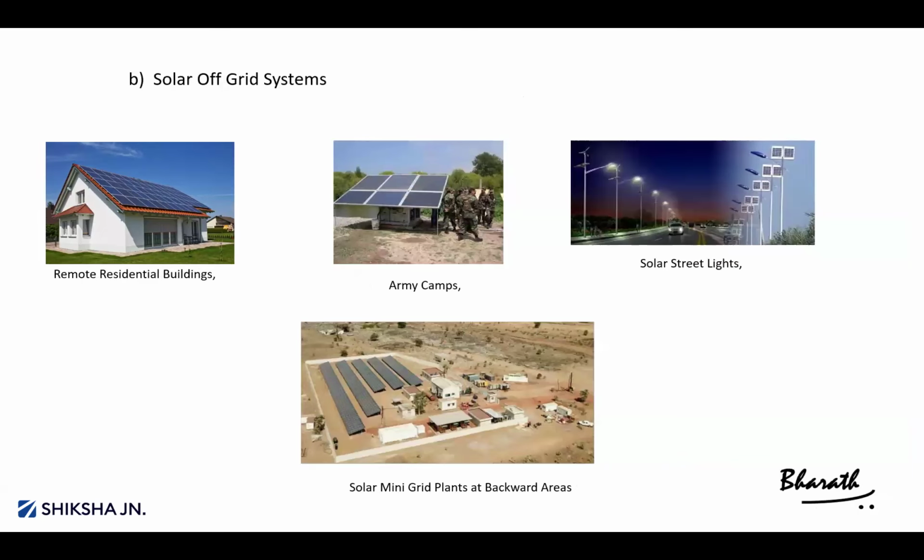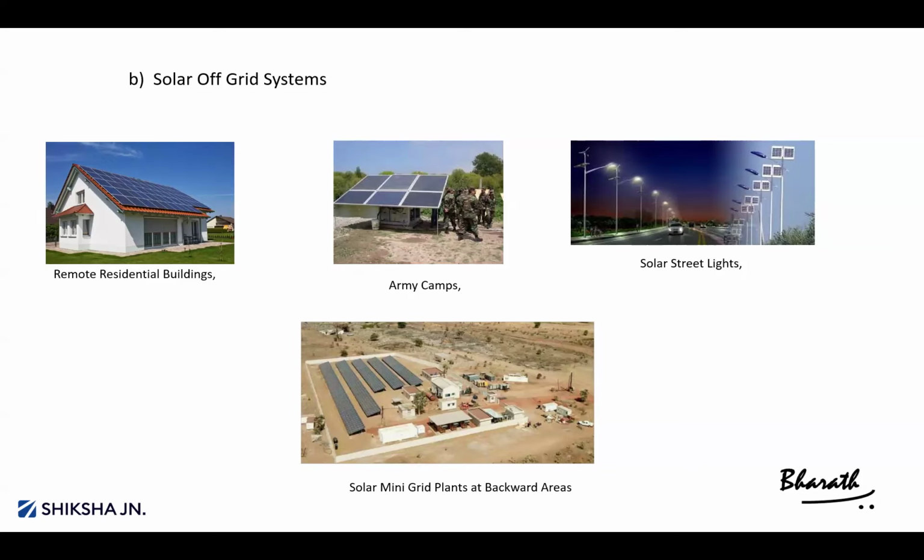And off-grid systems, remote residential areas, where there is no power supply available, or power supply is available but stable power supply is not available. So quality power supply not available. There are huge power cuts. So there we can set up this. This off-grid system will be more useful, like in rural areas, it will be helpful. On-grid system will be used in urban areas where there are no power cuts.